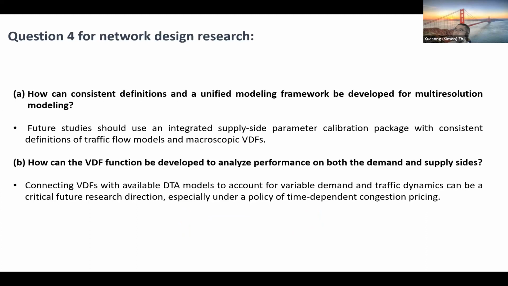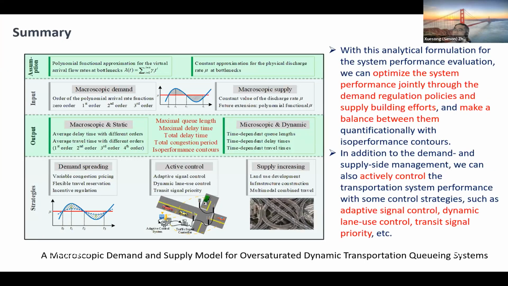So all these consistent definitions and a unified framework require further research. And I really hope in this conclusion session, I present this high-level view. We have emerging technology such as demand suppression techniques, such as reservation systems and incentive regulation. Essentially, it's trying to smooth the arrival flow rate. We have active control, where we try to increase the discharge rate. And then we need to very carefully consider the land use impact and all these multimodal combinations.